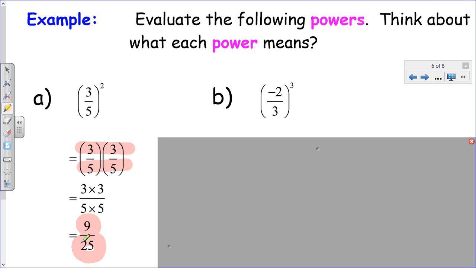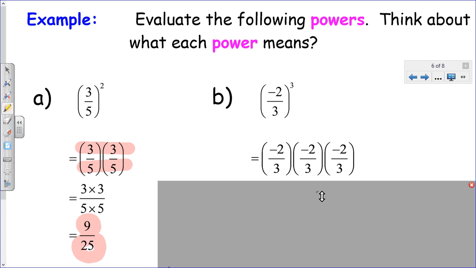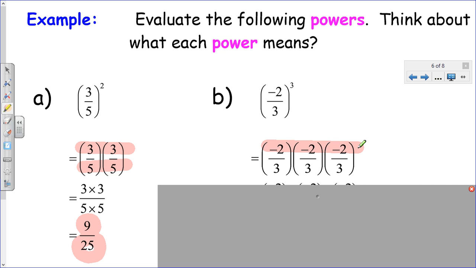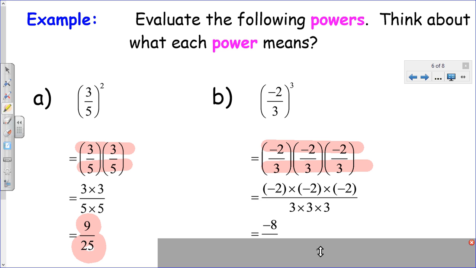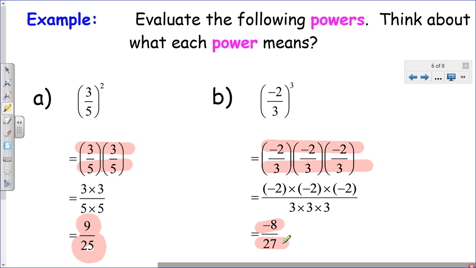Negative 2 over 3, all cubed, because the brackets are around the whole thing, the exponent is on everything, means negative 2 over 3 multiplied by negative 2 over 3 multiplied by negative 2 over 3. We're going to multiply all our numerators, we're going to multiply all our denominators. And a negative multiplied by a negative multiplied by a negative is going to give us a negative, and that's negative 8, and 3 times 3 times 3 is 27.